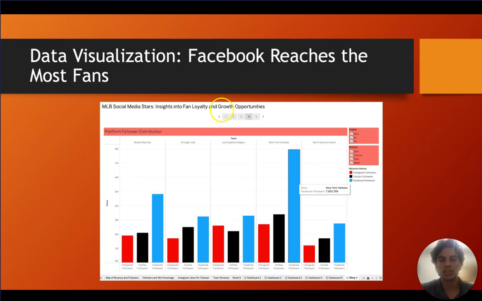So here we'll see the platform follower distribution of the top 5 teams that we already talked about, the 4 being the Red Sox, the Cubs, the Dodgers, and the Yankees, and then also the San Francisco Giants coming in 5th in the total followers category. And then here we're going to see that Facebook followers are the highest for every single team in the top 5, making up most of each of the teams' following count.